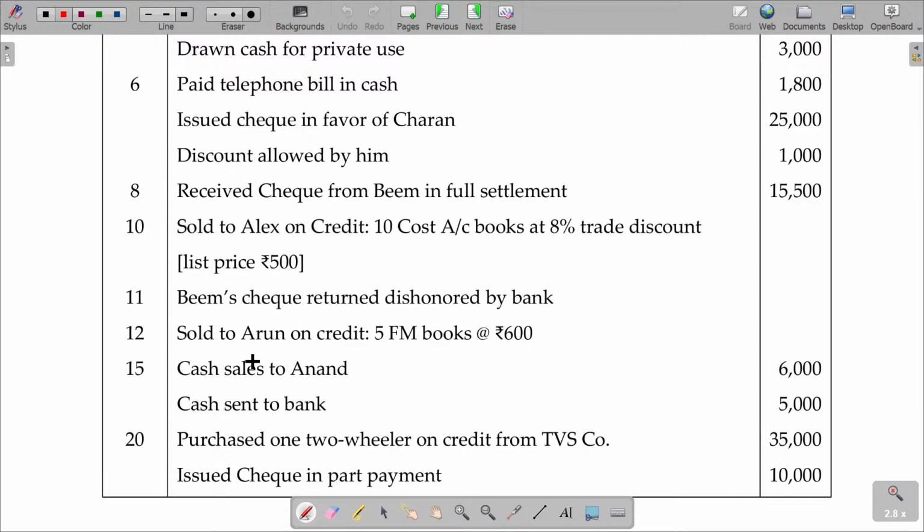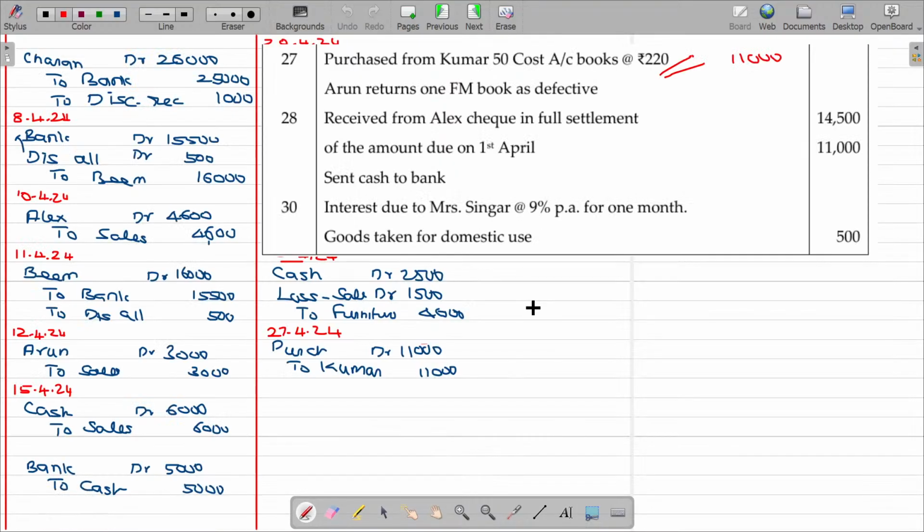12th, Arun. 5 FM books, per book cost 600. Now it's a sales return. One book is returned on the same date, so the sales return account is going to be debited. Sales is a revenue item, and sales return is a reversal of that. So sales return account debit to Arun. This value being 600. The value is not given, so you have to find out the value from the previous transactions.